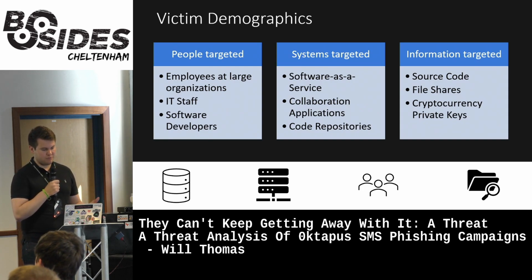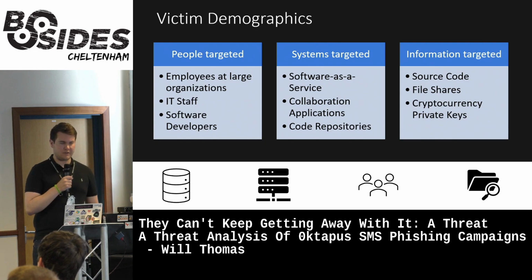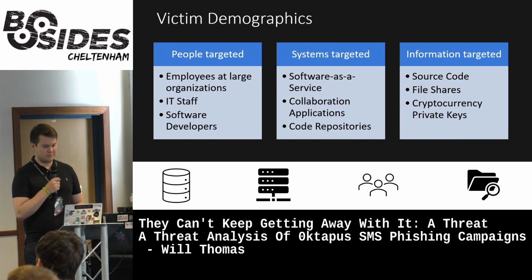And it's relatively simple to breach these services because once you've got authenticated access, you can then pivot into many other things. And the types of information they're targeting includes source code, various file shares, so SharePoint, OneDrive, GitHub, these kind of things, as well as cryptocurrency private keys.